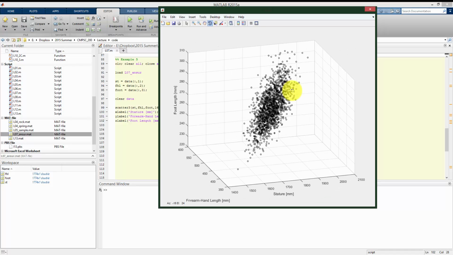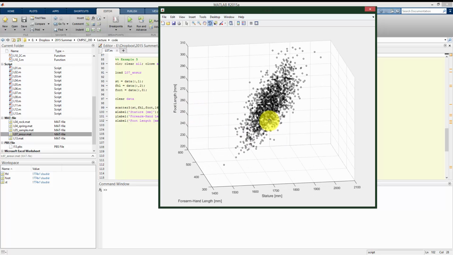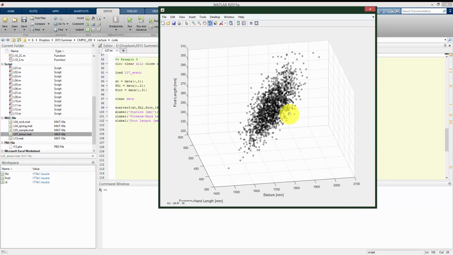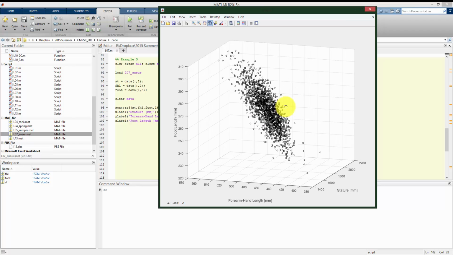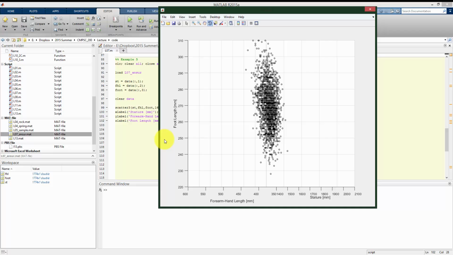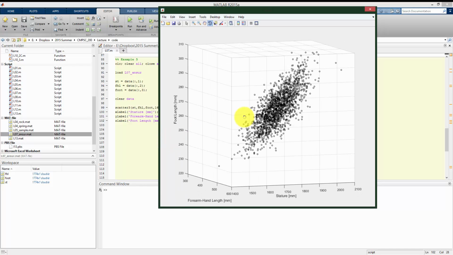The general trend would say that the larger someone's stature and the larger someone's forearm length is, the larger their foot length is. Intuitively this makes sense, but we want to find a more exact relationship. That's the general trend that this data cloud is showing us, that all three of the measurements vary basically together. So when two increase, the other one increases as well.